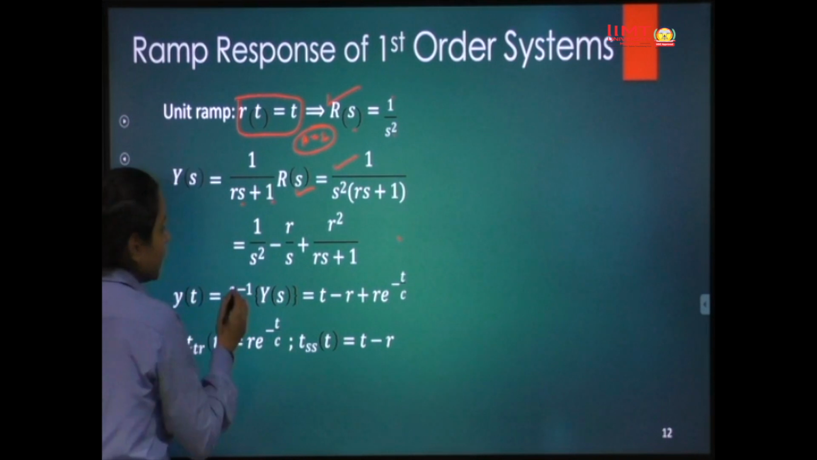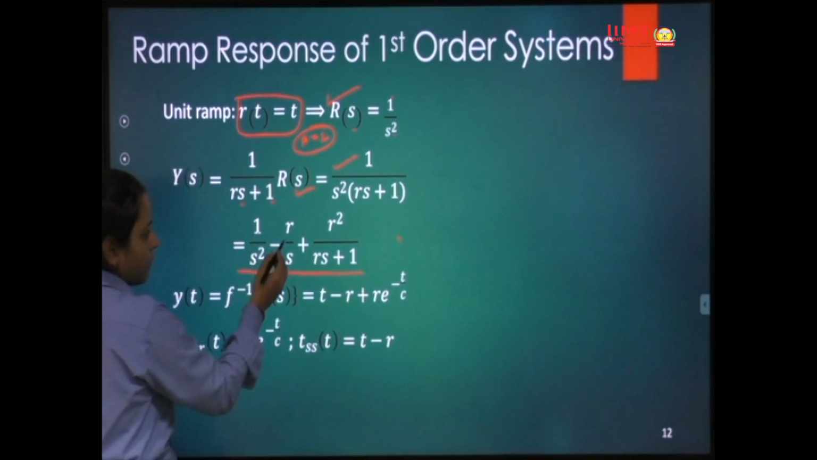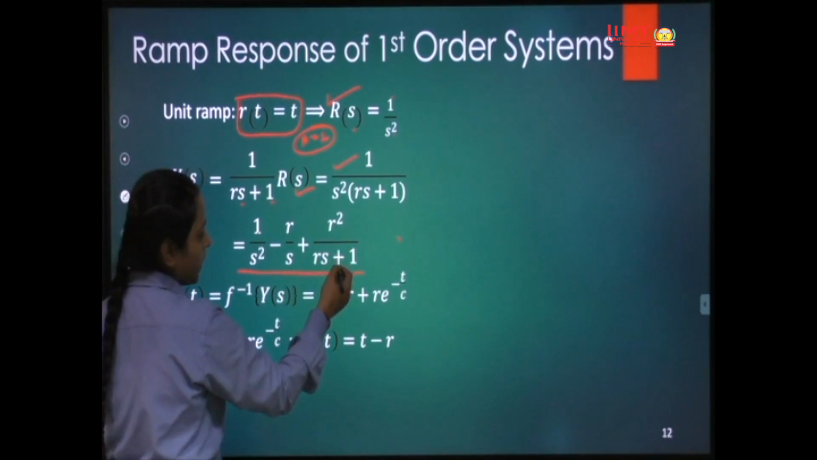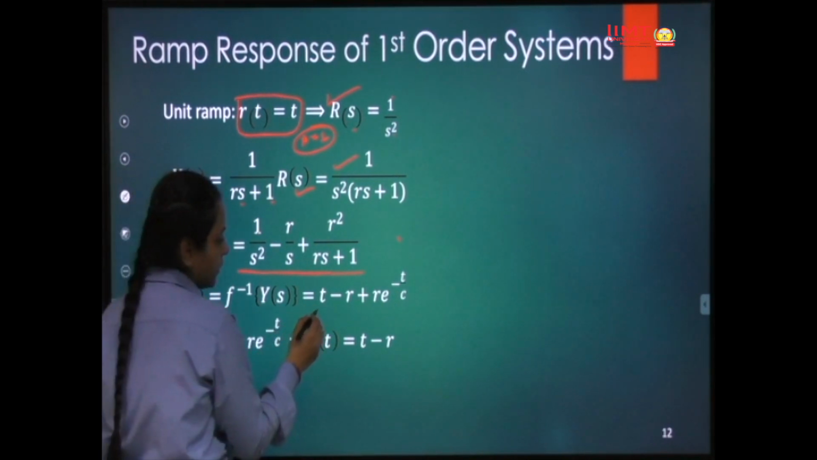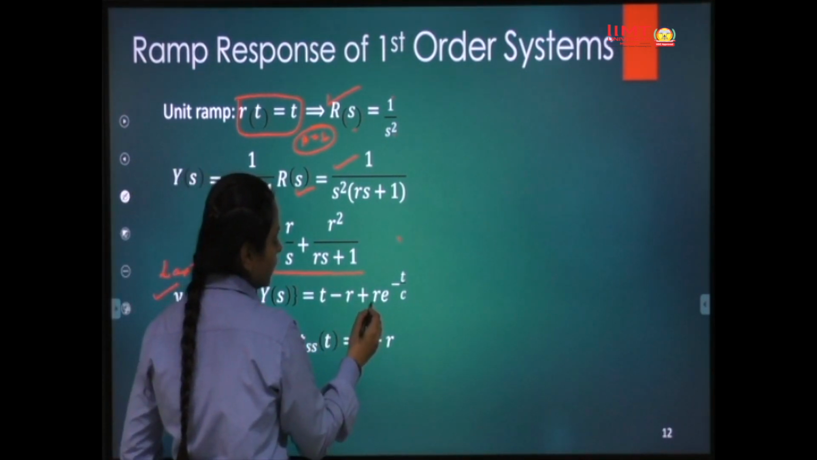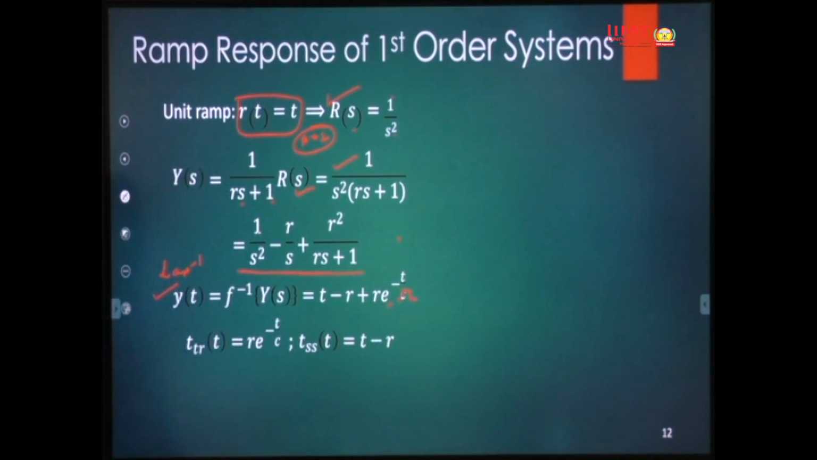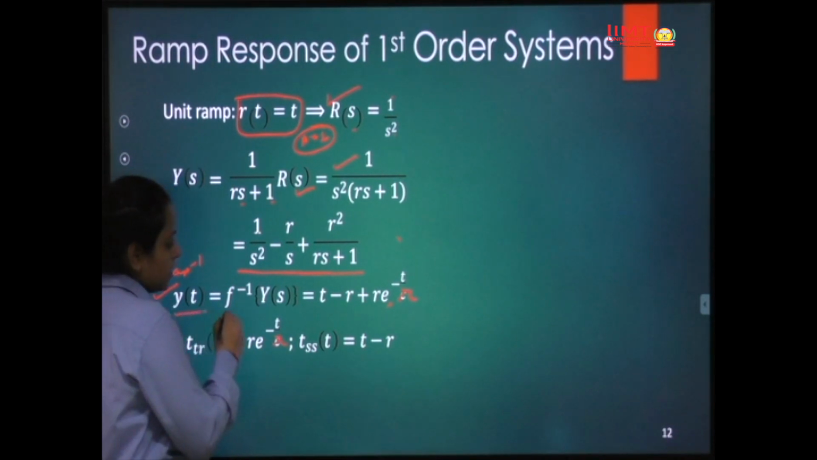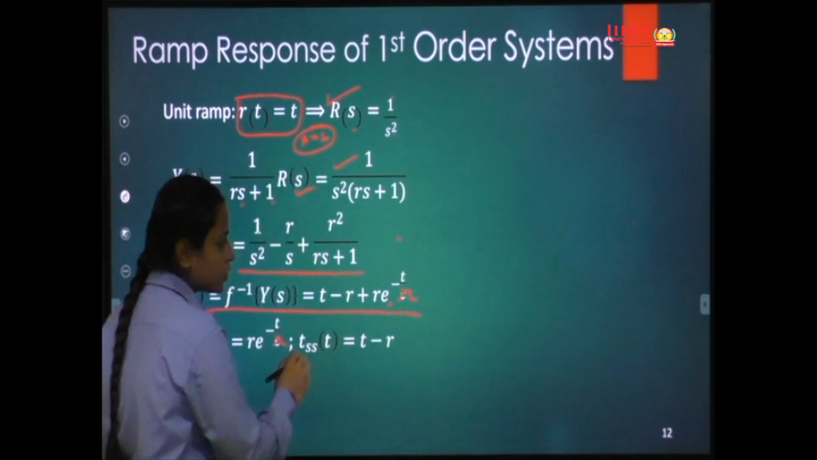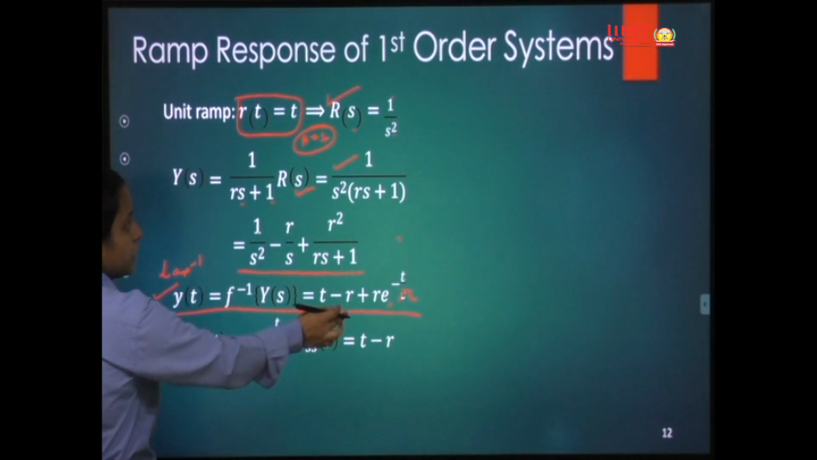(sR plus 1). Then again we take the partial fraction, we get 1 by s square minus R by s plus R square by (sR plus 1). Then we take the inverse Laplace transform, we get t minus R plus R e to the power minus t by R. Okay. So this is the time response of a first order system with respect to the ramp input.